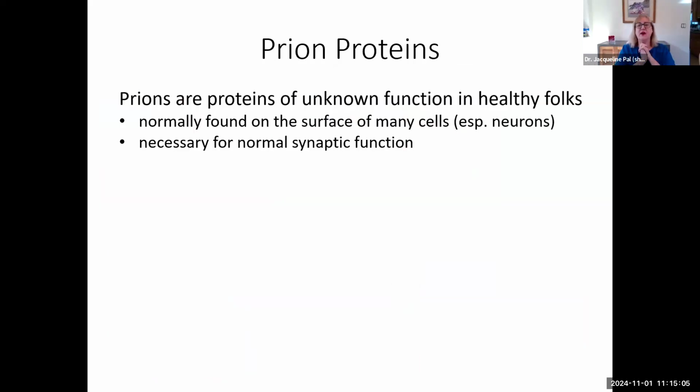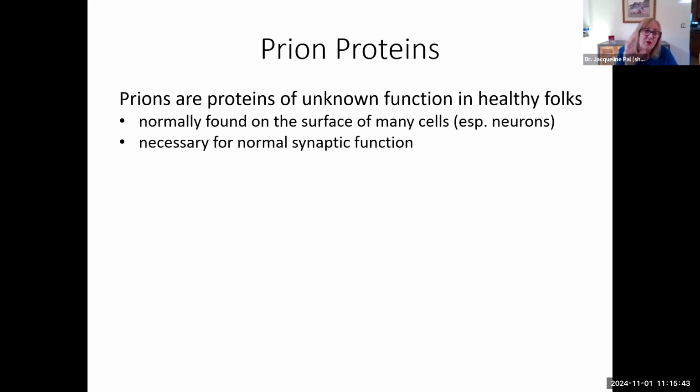Okay, so now let's move on to the third thing, and those are prion proteins. Prions basically are proteins, and we know we need them, but we don't really know what they do in healthy folks. But we know they're on the surface of many cells, especially your neurons. So we've got lots of them in our brains. And we do know that they're required to have our synapses functioning normally. But how they do that, we don't know.